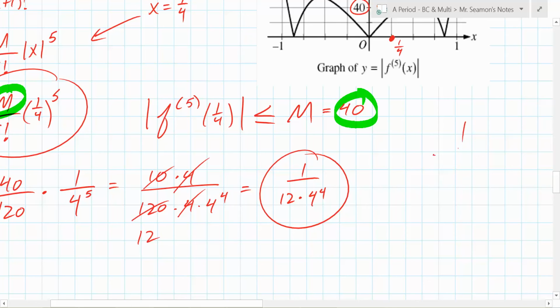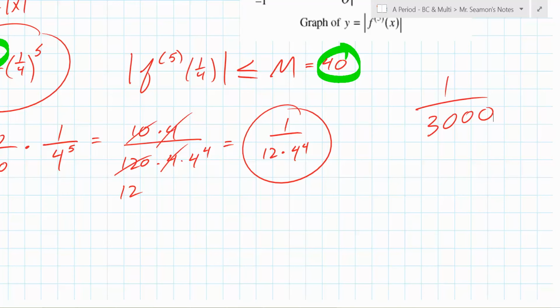And this right here, how does that compare to 1 over 3,000? Anybody remember what 4 to the 4th is? Is it 256? Who agrees? 16 times 16 is 256. Remember I said I sometimes do basic multiplication? Is everybody with me so far?